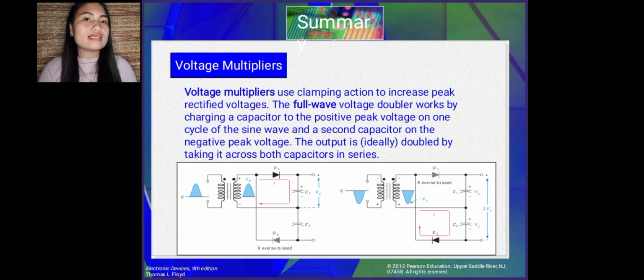So when the secondary voltage is positive, ang D1 is forward biased and C1 charges to approximately Vp as shown sa may left side na illustration. And during naman sa negative half cycle, ang D2 is forward biased and C2 charges to approximately Vp as shown sa may right side na illustration. So the output voltage 2Vp is taken across two capacitors in series.